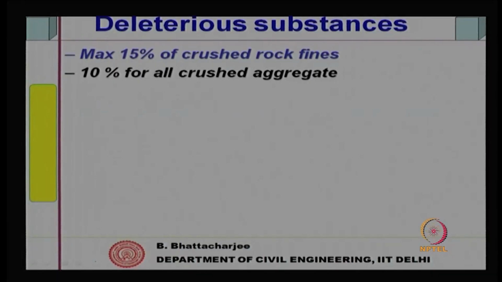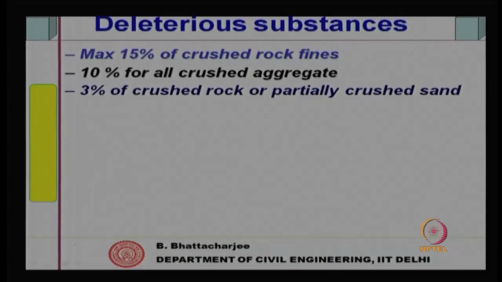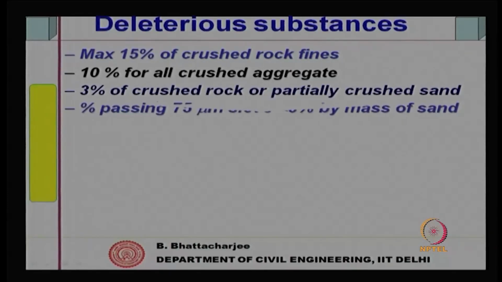Maximum deleterious substance should be 15% in crushed rock fines and 10% for all crushed aggregates. 3% for crushed rock, partially crushed rock or partially crushed sand, these are the limits, and the percentage passing through 75 micron sieve should be less than 3% by mass of sand. This is the silt or clay, this should be less. So, these percentages are given.